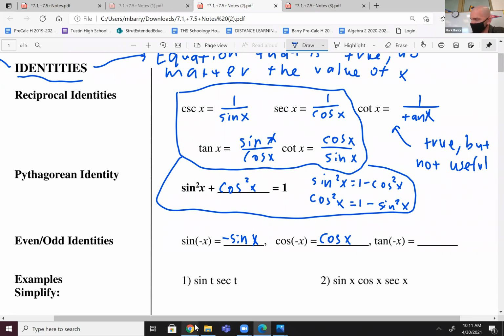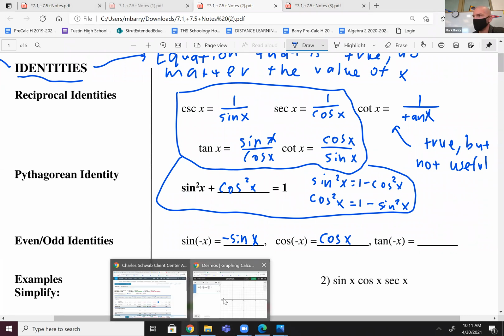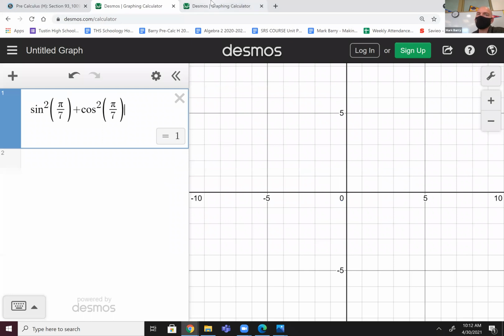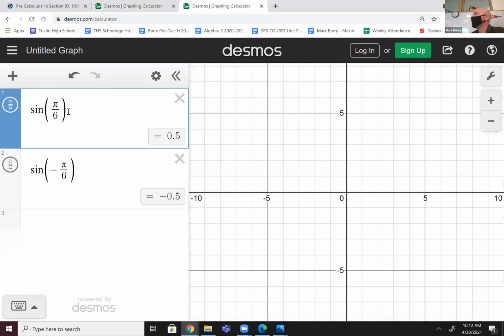I can tell that some of you are doubting me on this, so I'm going to prove this one as well. So check this out. I did sine of pi over 6, and that's 0.5. Sine of negative pi over 6, that's negative 0.5. So that's as expected, as we saw with our first identity for sine. When you have a negative on the inside, it turns the answer negative.